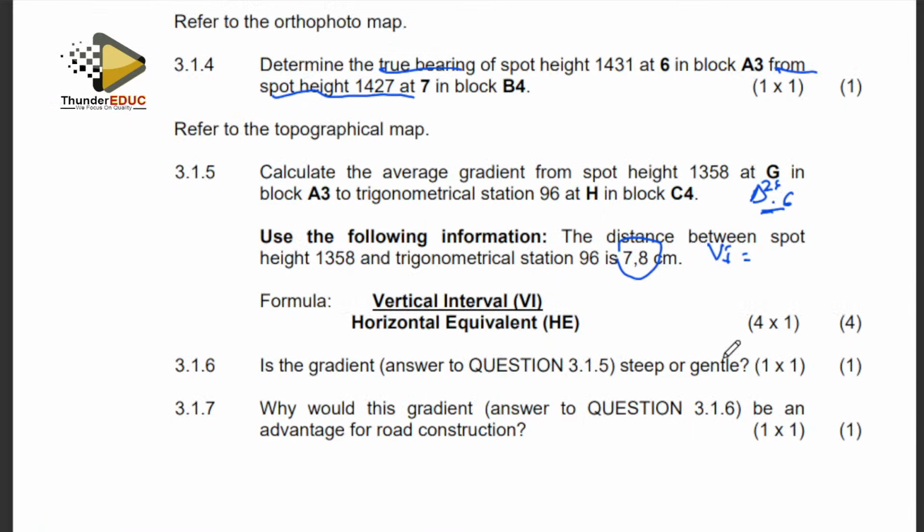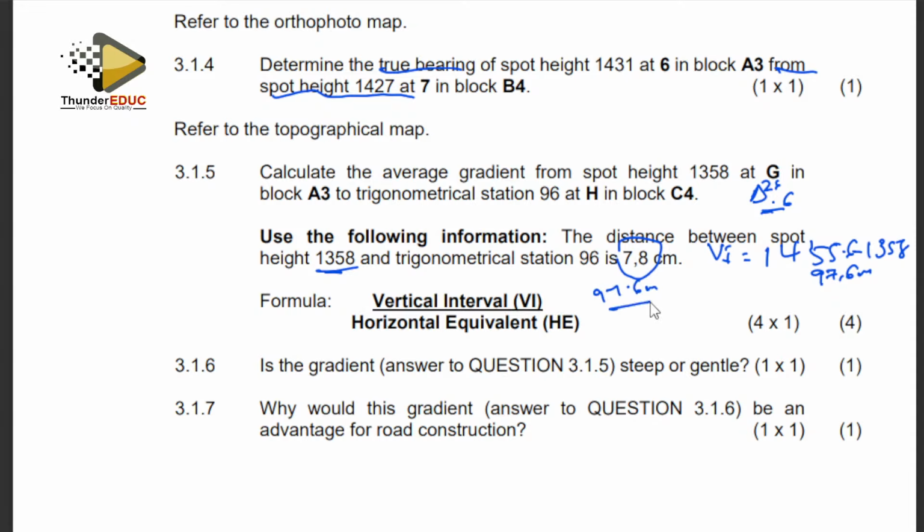So the height of the trig beacon and the height of the spot height. The spot height is this. So we are just getting the one for the trig beacon. So the trig beacon is 1455.6 meters above sea level minus 1358. What is the difference? The difference is 97.6 meters.